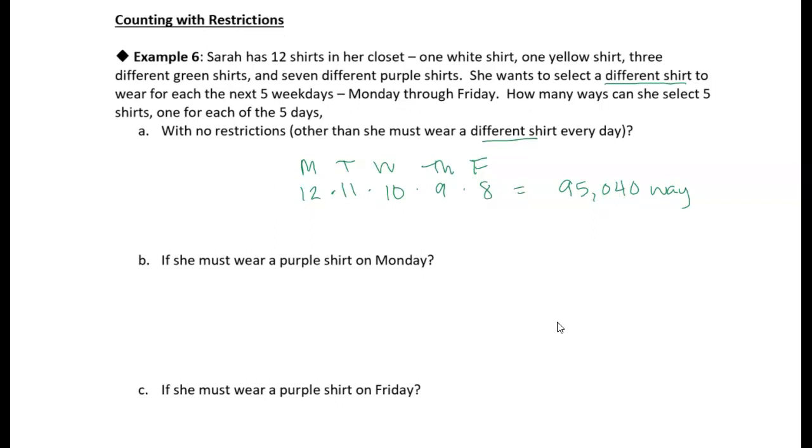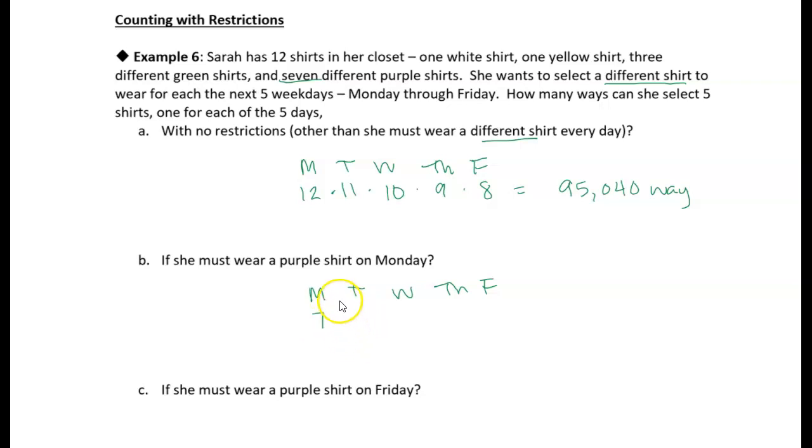All right, part B, where she must wear a purple shirt on Monday. That's a new restriction. We still assume she has to wear a different shirt every day, but now the only restriction is that it has to be purple on Monday. Again, we have to make choices for Monday through Friday. How many choices does she have for Monday? She has to choose a purple one, and she has 7 purple shirts, so she only has 7 choices for Monday.